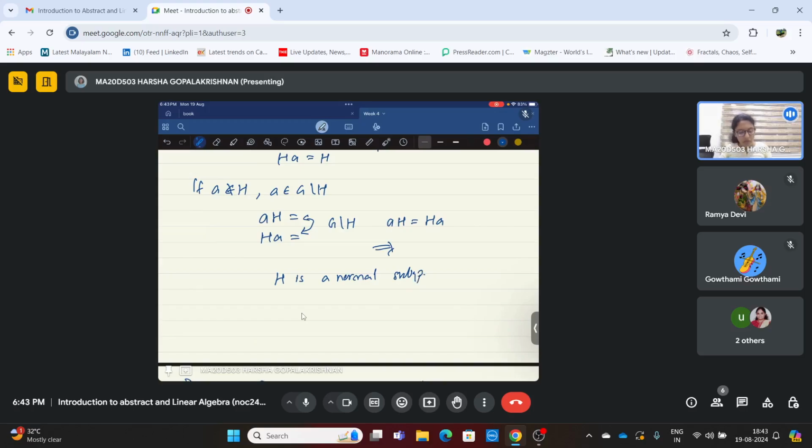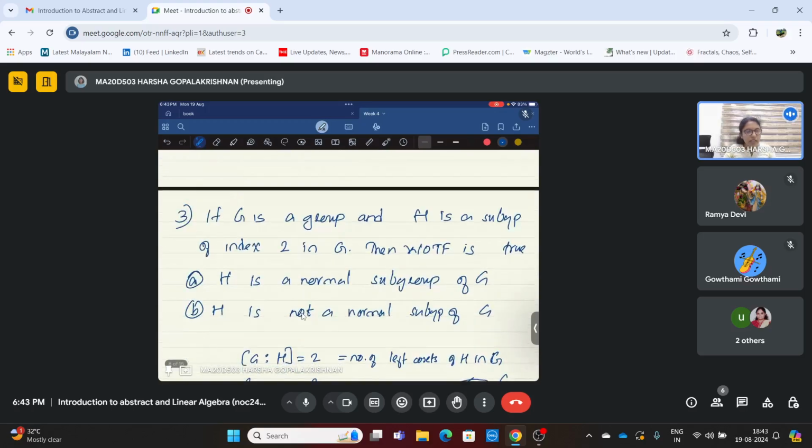normal subgroup. So the question is, if we have any group and H is a subgroup with index 2, or in case of finiteness we can say just half the elements of G are in H, in that case H is always a normal subgroup. Whatever the group G and whatever the subgroup H we get, if the index is 2, then H is always a normal subgroup. Okay.